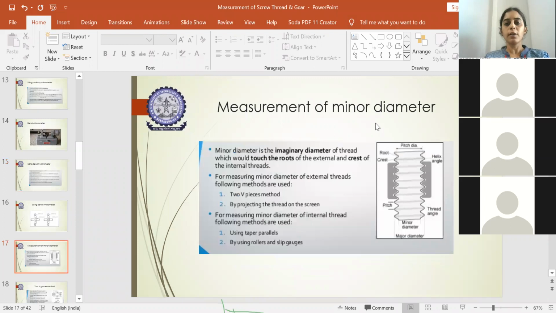So next is measurement of minor diameter. We have also defined what is meant by minor diameter. There are different methods used to measure it. For measuring the minor diameter of external threads, two methods are available: one is the 2V piece method, and the other is projecting the thread on the screen. Again, for measuring the minor diameter of internal threads, you have two methods: one is using taper parallels, and the other is using rollers and slip gauges.